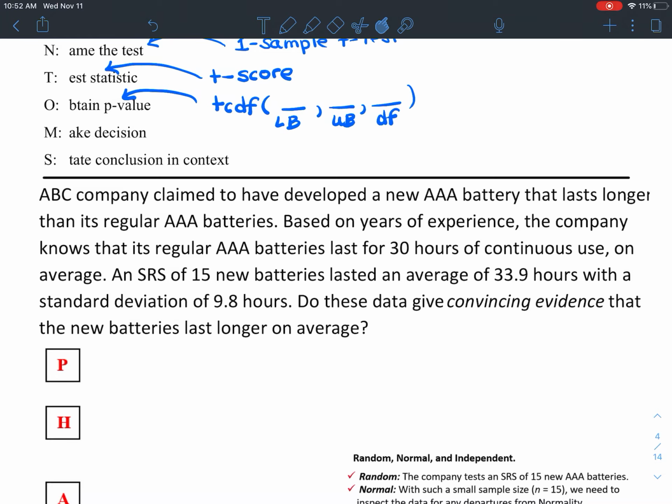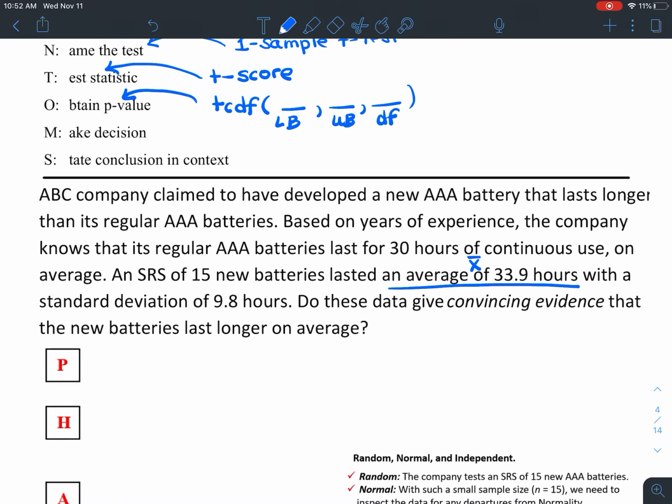Let's take a look at an example here. This is talking about the ABC company. It says they claim to have developed a new AAA battery that lasts longer than its regular AAA batteries. Now, based on years of experience, the company knows that its regular AAA batteries last for 30 hours of continuous use. So the regular batteries last 30 hours on average. A simple random sample of 15 new batteries lasted an average of 33.9 hours.